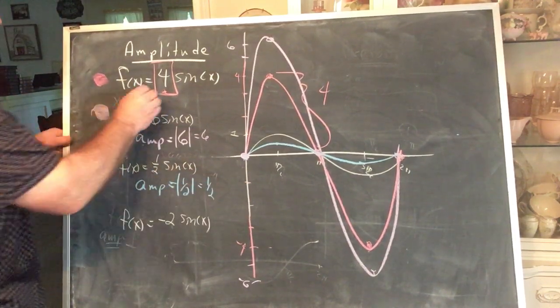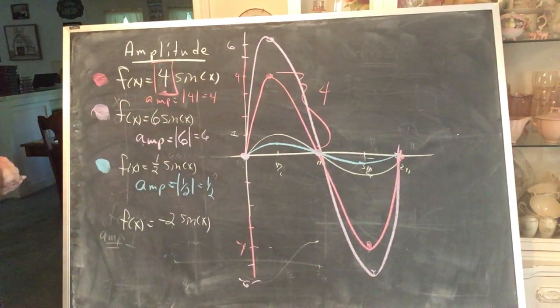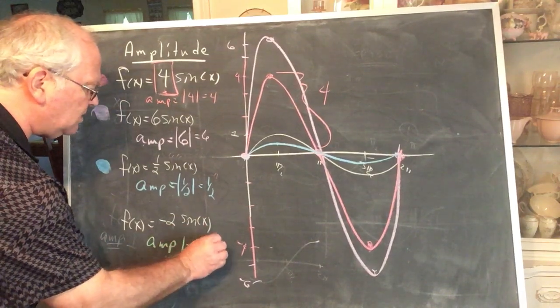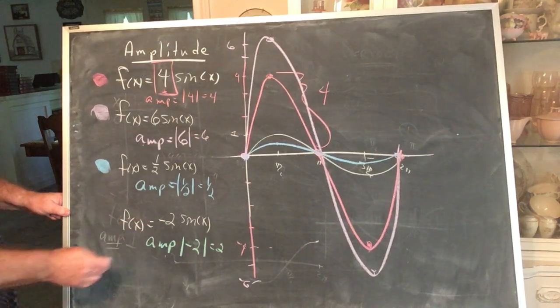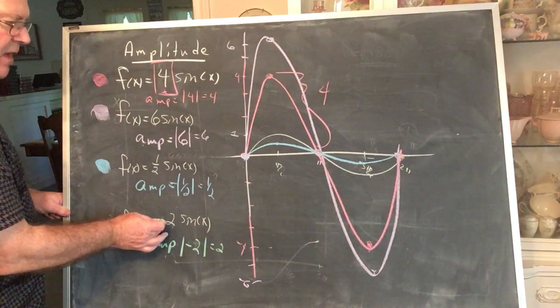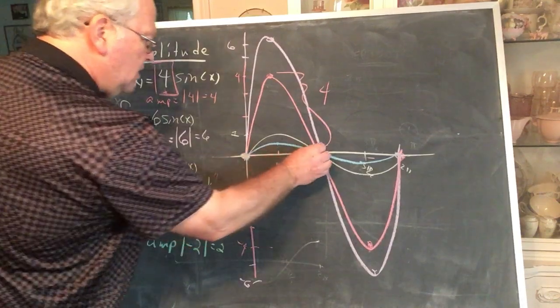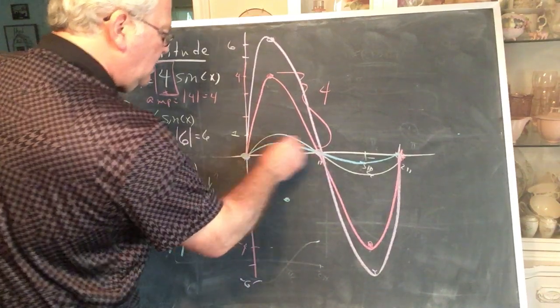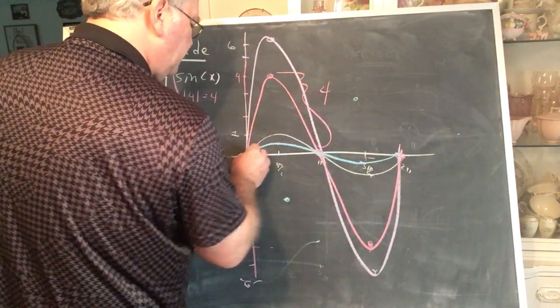Up here, the amplitude is the absolute value of 4. And so here, the amplitude is the absolute value of negative 2, which is 2. That's just telling us the distance. But the negative tells us that it must be stretched by a factor of 2, and yet what was up becomes down, what was down becomes up. And so the nodes stay the same, but now we multiply by negative 2. So positive 1 becomes negative 2, negative 1 becomes positive 2.